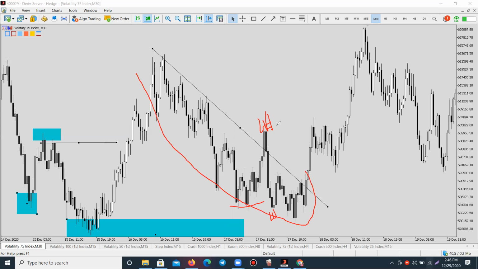It's a complex pullback. As long as the market hasn't broken this lower low, remember, anything that I see happen in this area coming to the downside is a complex pullback, not until it breaks this area. Because I have an H1 break of structure, anything that is coming down for me is a pullback for a continuation movement.